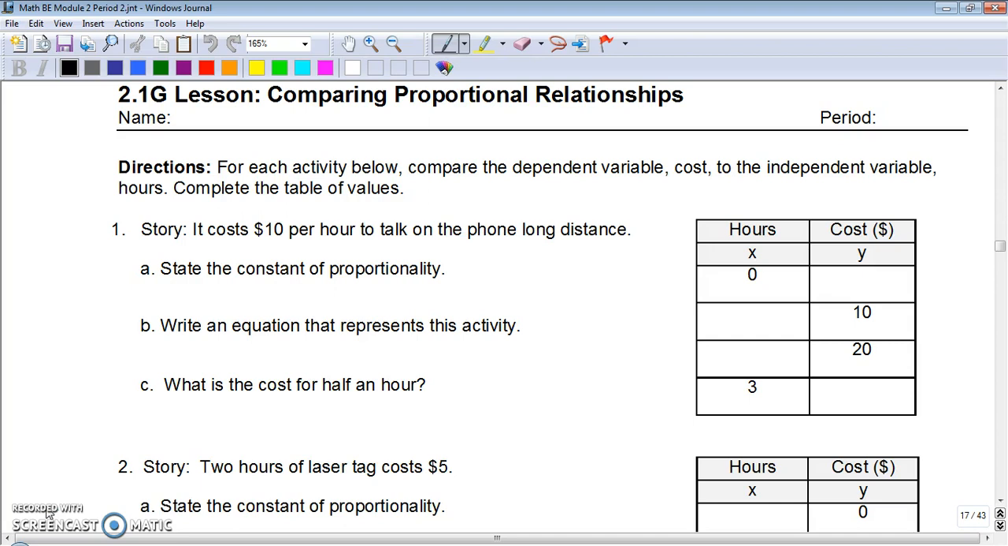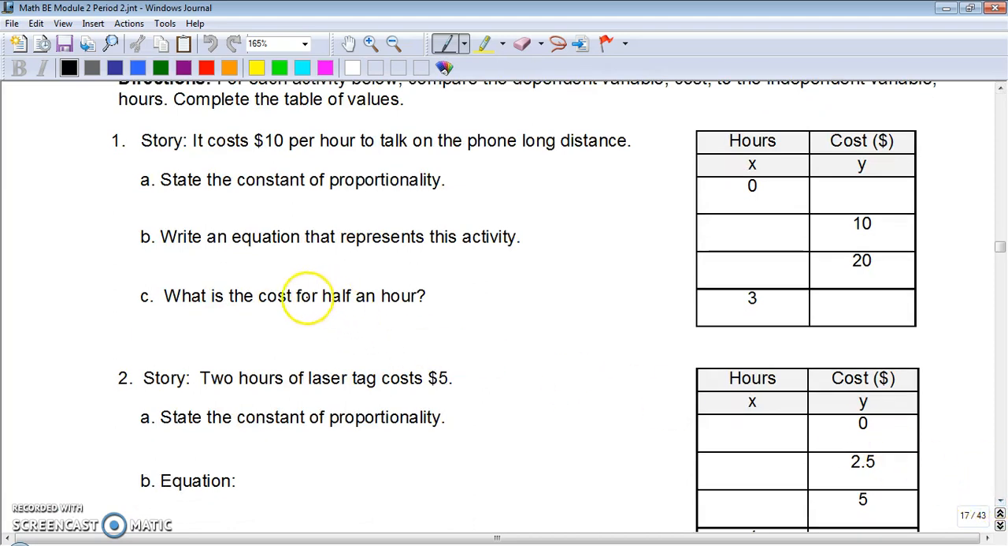Below, compare the dependent variable cost to the independent variable hours and complete the table of values. Number one, the story says it costs $10 per hour to talk on the phone long distance. I want to fill out the table, state the COP, write an equation, and figure out in part C, on a lot of these, some other bit of missing information.